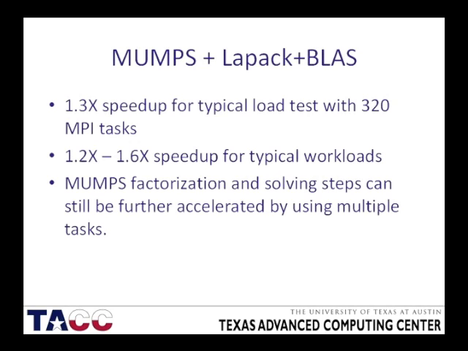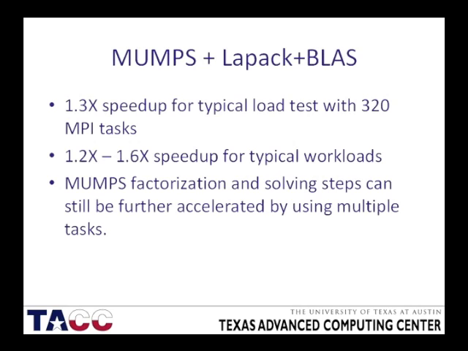What this ended up giving us was about a 1.3 speedup for the typical load test that we were working with for development, which was 320 tasks, and 1.2 to 1.6 for typical workloads. So the larger the workload, actually, the better the speedup that we were getting. When she was using smaller loads, she would get a 1.2x, but for larger core counts, she would get better speedups.